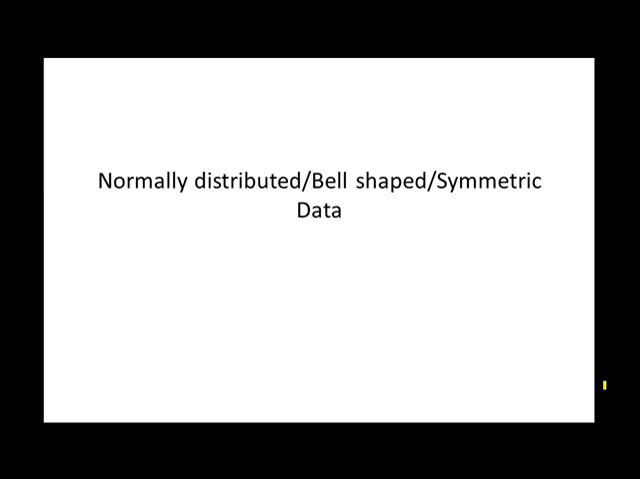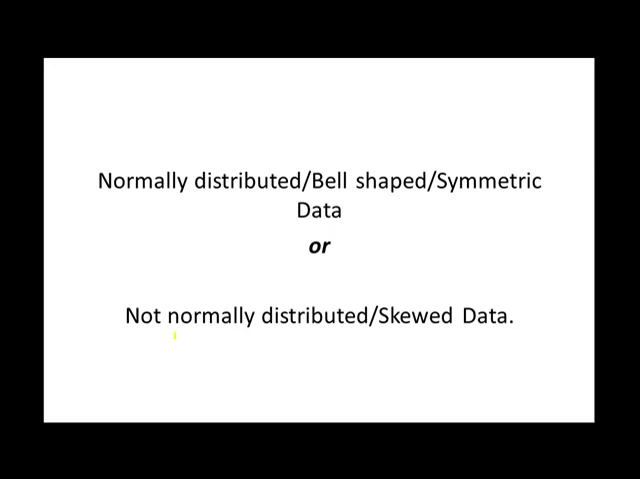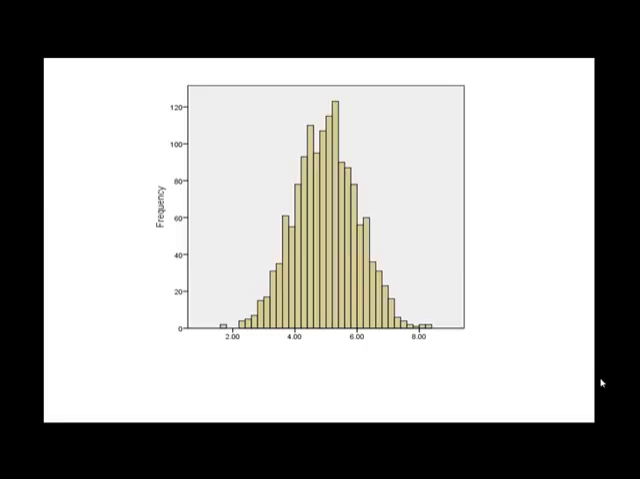The spread of our data can be examined by looking at the shape of our data if we were to display it in a histogram or bar chart. Our data could be normally distributed or bell-shaped symmetric data, which we'll look at in a moment, or it could be not normally distributed or skewed data. These two different shapes of data determine whether we are to use the mean, median or mode as a measure of centrality. This histogram represents bell-shaped or symmetric data.